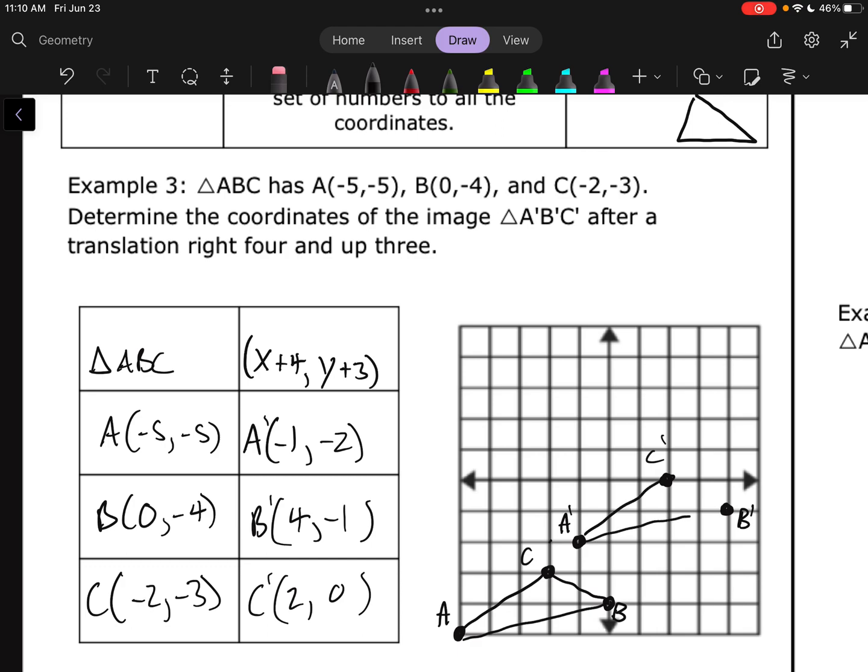Okay. And there is our image. So the image, once again, is the new shape. The pre-image was the original one. So yellow is my image. Green is my pre-image. Notice they're the exact same triangle. It's just been slid over.